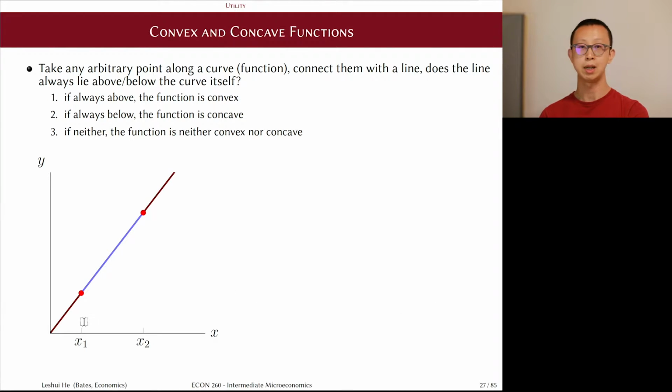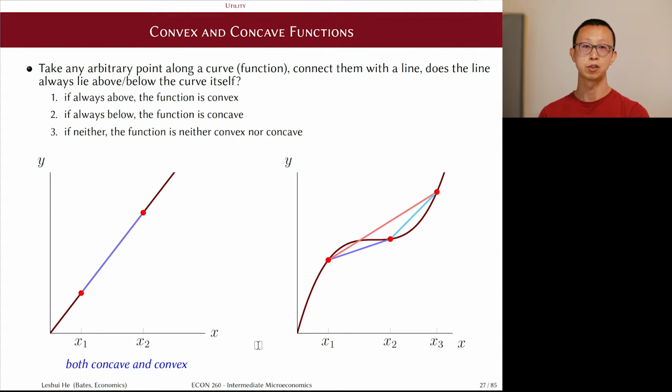For instance, if we have a straight line like this, and we run the same test by picking any 2 arbitrary points along the curve and connect them, then the segment in between is always going to lie on the curve. Well, then it is both above and below the curve in the weak sense. So in that case, a straight line is in fact both concave and convex simultaneously, although in a weak sense.